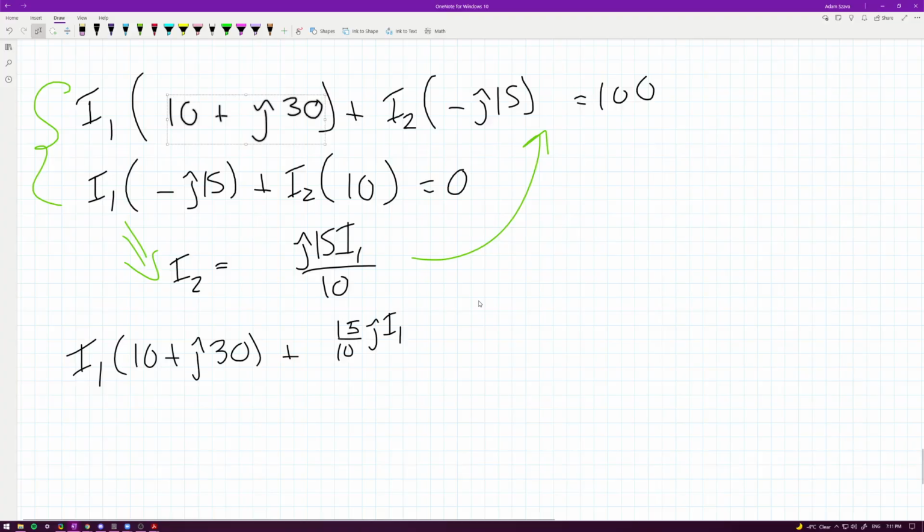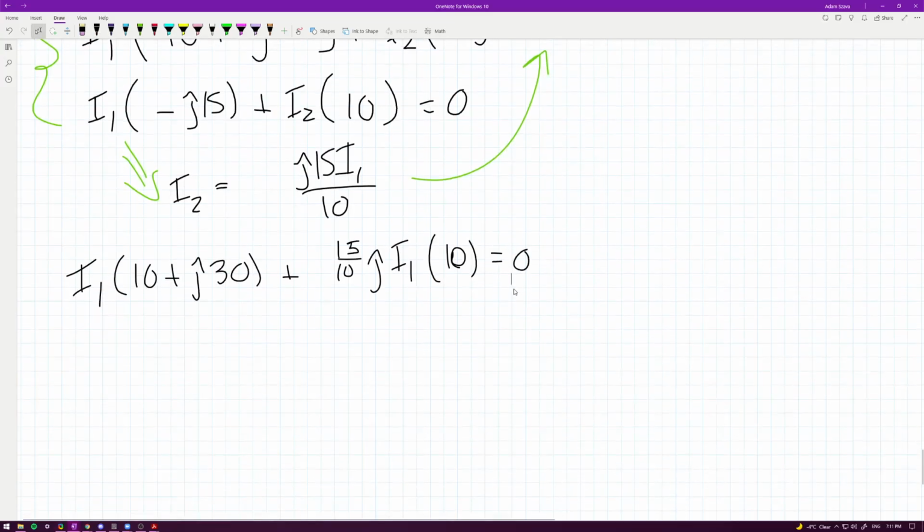So then we can continue here. I2 is 15 over 10 JI1, but I'm getting really crooked here, so let me fix that. JI1 times 10 equals 0. So then this is just I1 (10 plus J30) plus 15 JI1 equals 0.